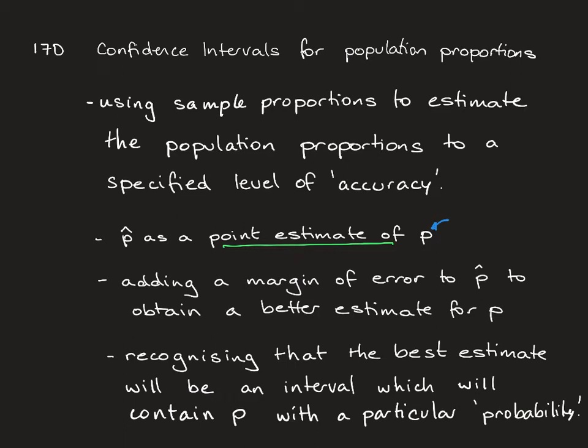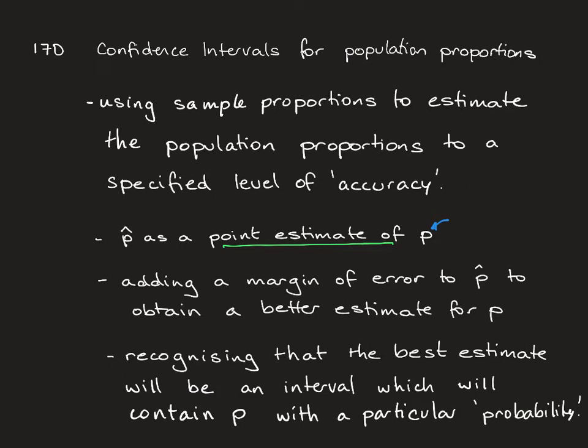We'll also look at the idea of, rather than just taking a single value as an estimate, what if we add a little bit of a margin of error on either side to our estimate, so that we have a better estimate of the population proportion. And then moving on to recognizing that actually the best estimate is going to be an interval, which we hope will contain P.